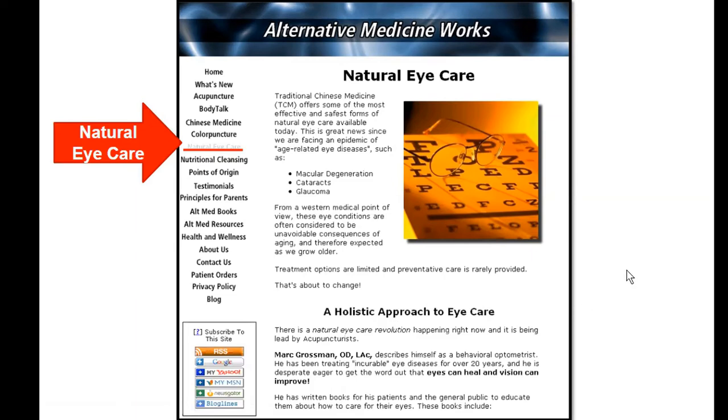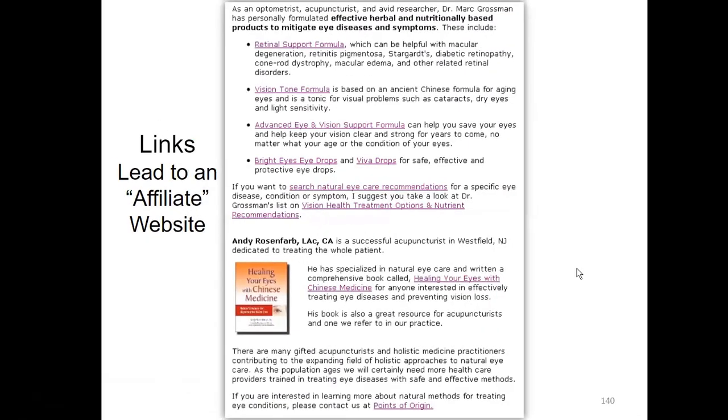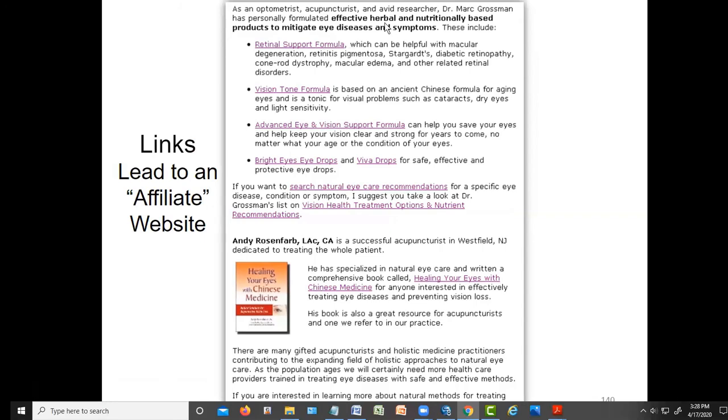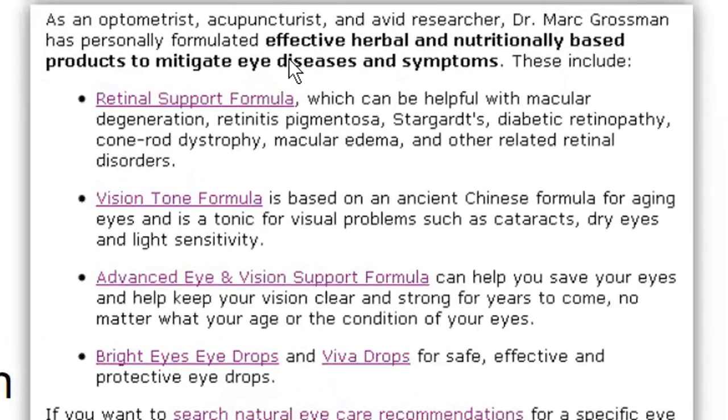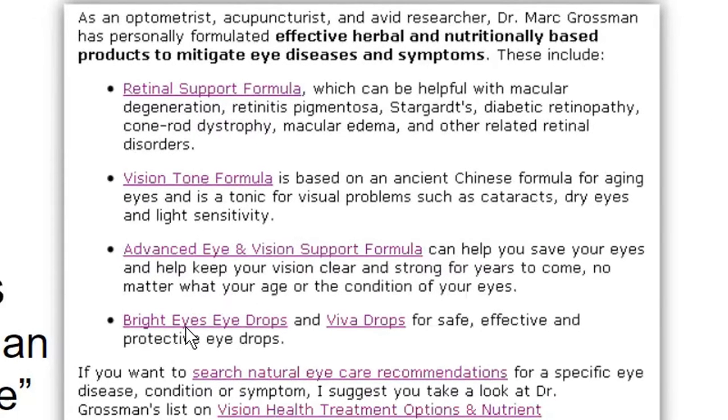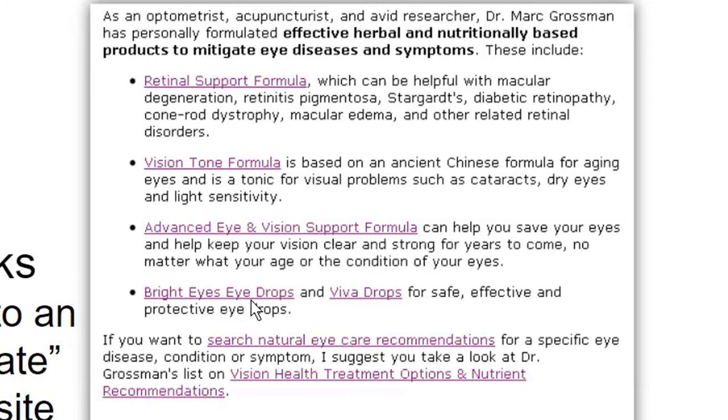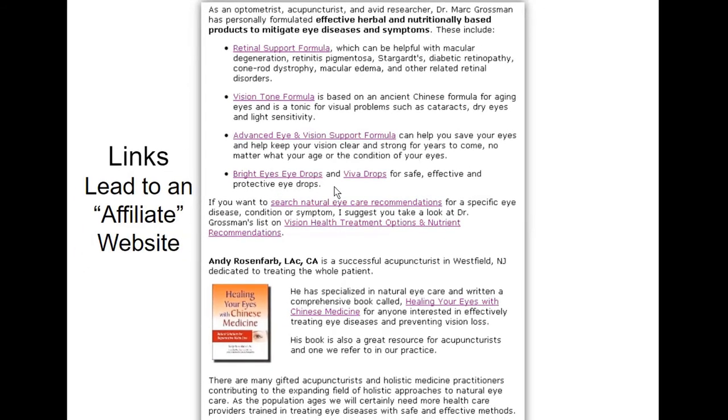So based on that, I then went and put some information here about effective herbal treatments, nutritionally based treatments that help with eye disease. So these were very selected keyword terms that I put in here. And then these formulas, retinal support formula, vision tone, all these formulas go back to Dr. Grossman's website where he sells them and where I have an affiliate partnership with him and their company. Now, they no longer have that affiliate relationship anymore, but they used to when I did this.